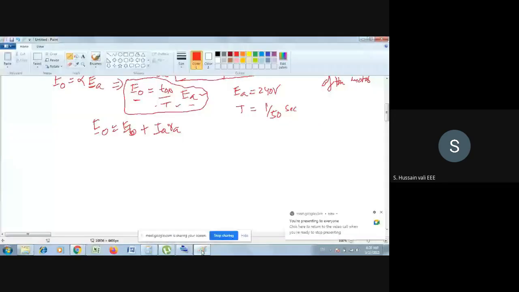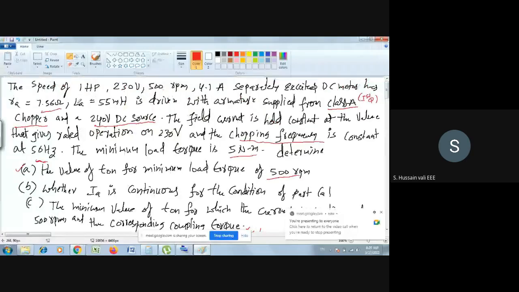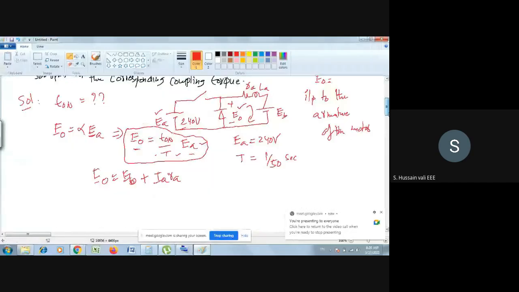So you see the data he has given? RA, you see, RA is 7.56. So we will take this. So here RA is 7.56. Okay, then what do you need to know here? EV and IA. RA we have to know. So that is the only thing which is left now. To understand this, how do we proceed with that?